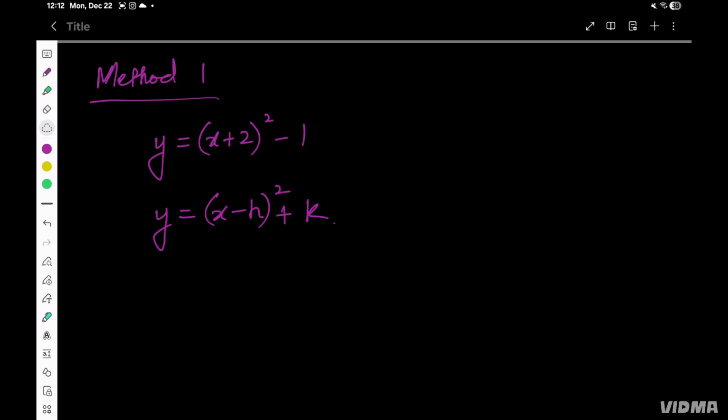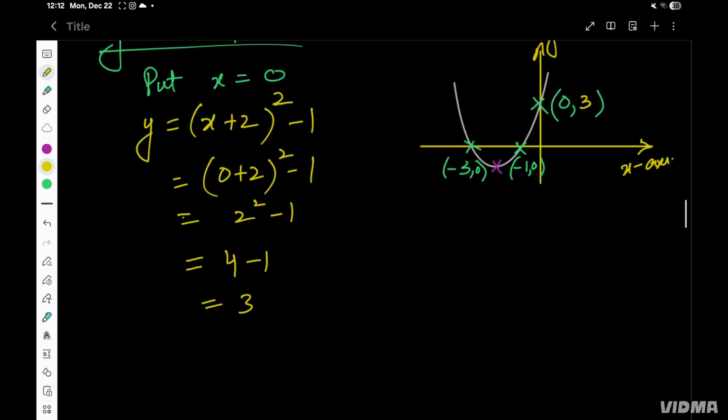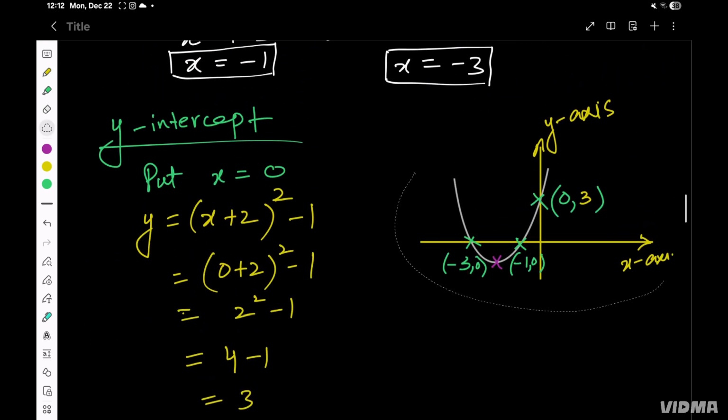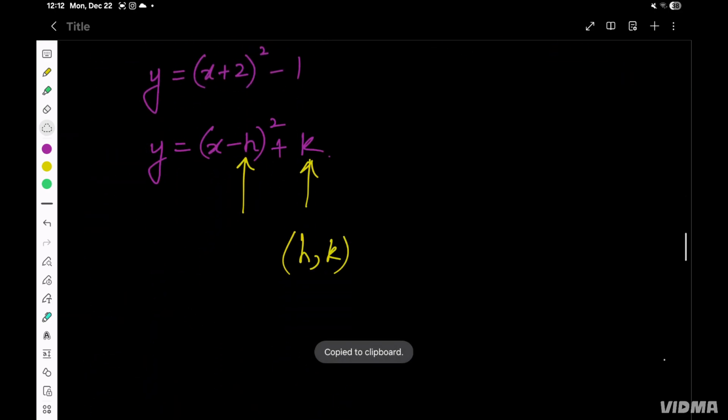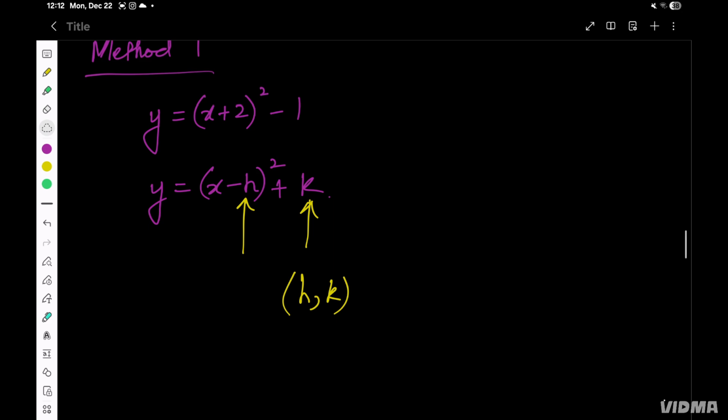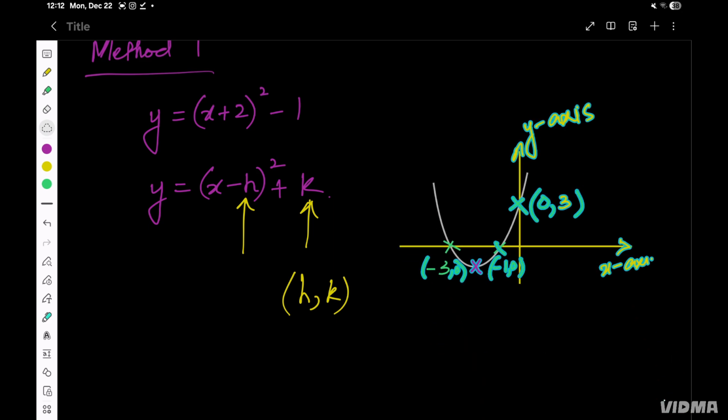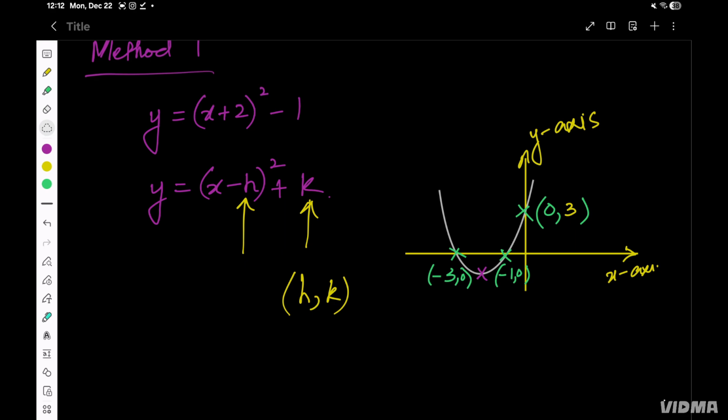We have to compare our equation with this. So you can see that h and k basically represent the x and y coordinates of the turning point. H represents the x coordinate of the turning point and k represents the y coordinate of the turning point. Let me move my graph over here. So this thing is h and k.